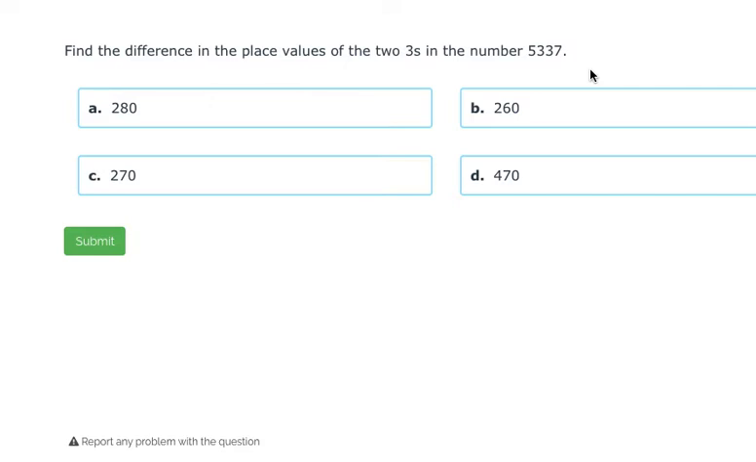So it's 300 minus 30. 0 minus 0 equals 0. 0 can't minus from 3, so it will carry over. That will become 10. 10 minus 3 is equal to 7. And 3 becomes 2 because it carried over. And 2 will come down. So it's 270.